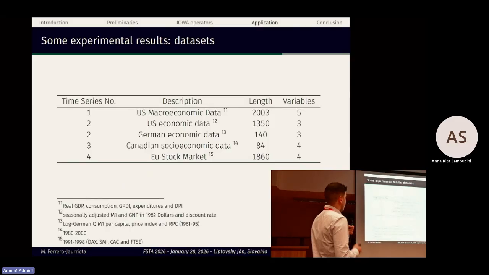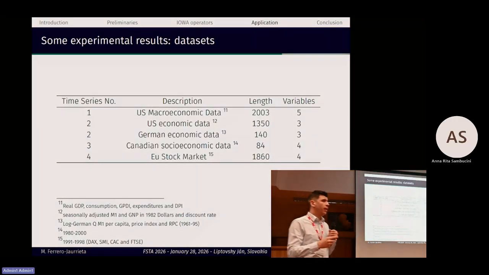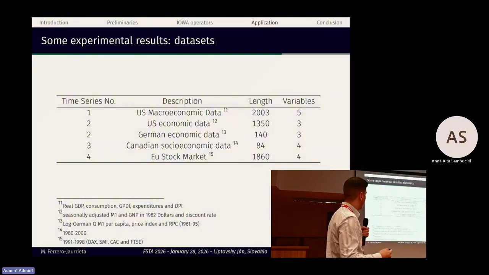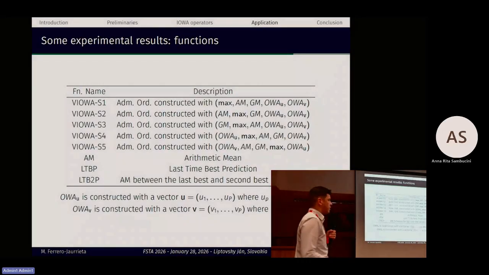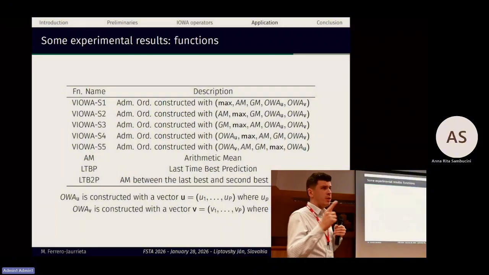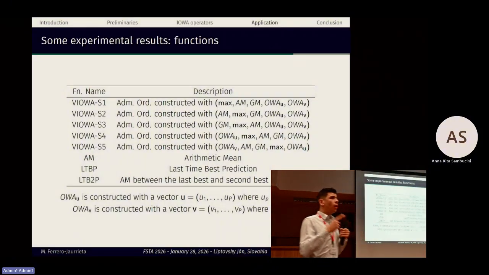We have used the following data sets. They are multi-valued time series data sets with 3, 4, and 5 variables. Almost all of them are about economic data. Here you have some information in the footnote. The functions that we have used in the applications are the following: 5 vector-induced OWAs constructed by means of admissible orders, and these admissible orders are constructed by means of the following functions.